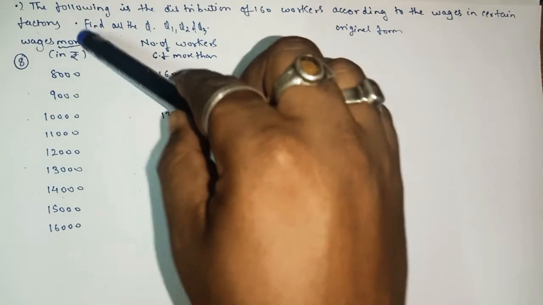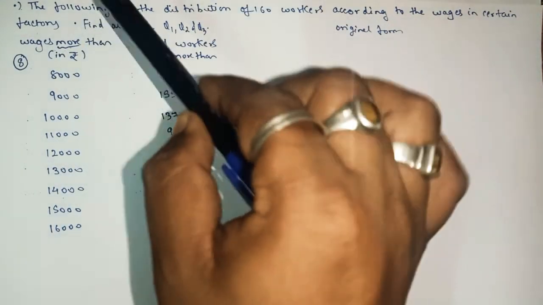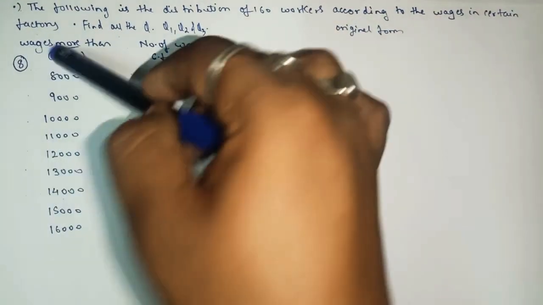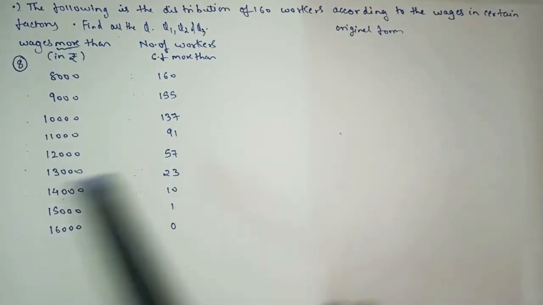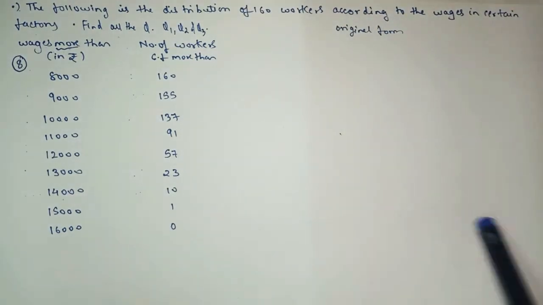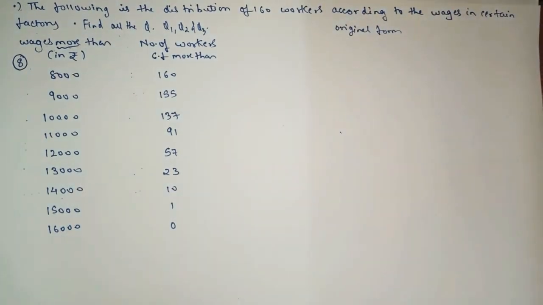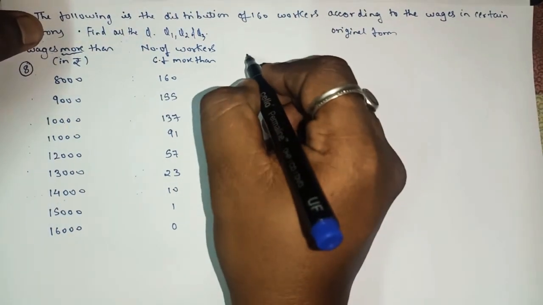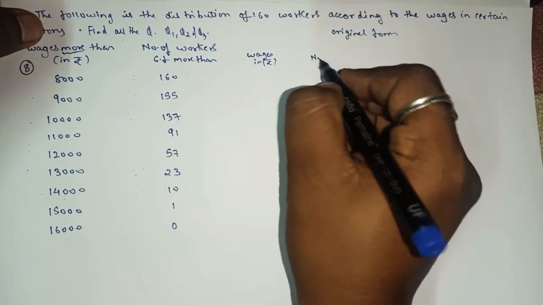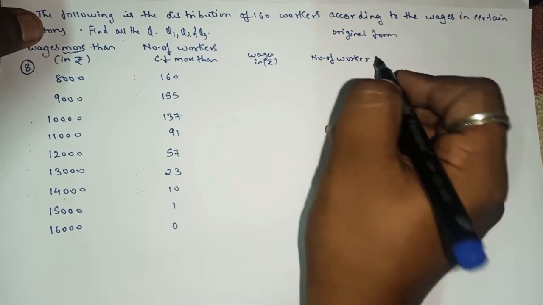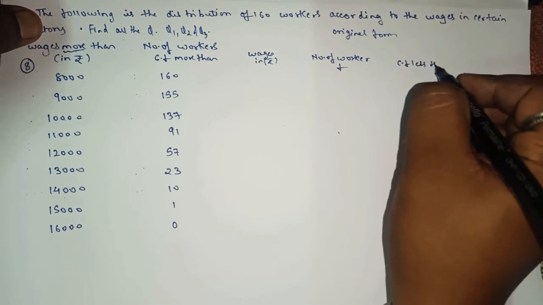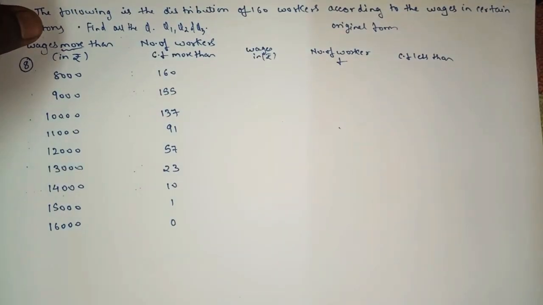So here we have the class, but the class is mentioned in what? Wages more than. See to it that whenever you come across a sum like this, where the class is already mentioned as more than, this second column is not your frequency, it is a cumulative frequency. Now we'll see how to frame our table, the original form table. Okay. So here we'll write only wages in rupees. After this, the number of workers will come. Yes or no? That means frequency. And next, cumulative frequency less than will come. Yes or no?